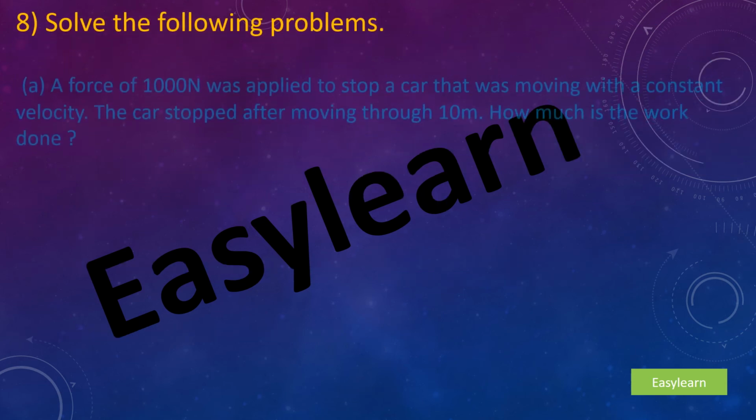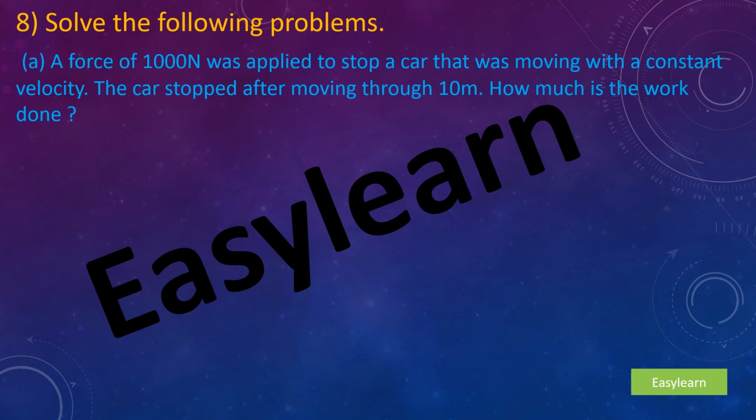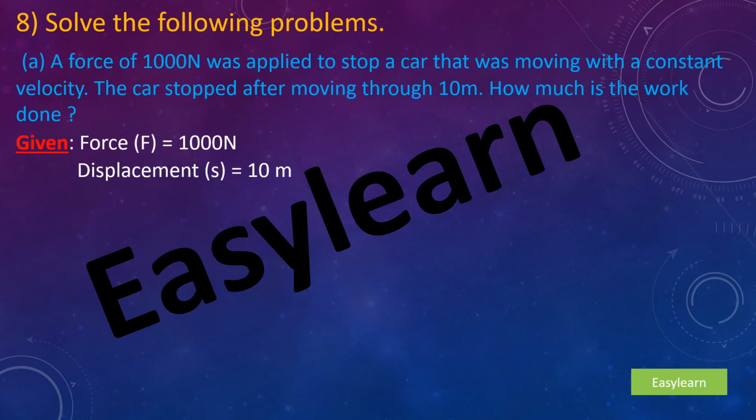Solve the following problems. First, a force of 1000 Newton was applied to stop a car that was moving with a constant velocity. The car, after moving through 10 meters, stopped. How much is the work done? So in this case, force is given as 1000 Newton. Displacement is given S as 10 meters. We have to find work.